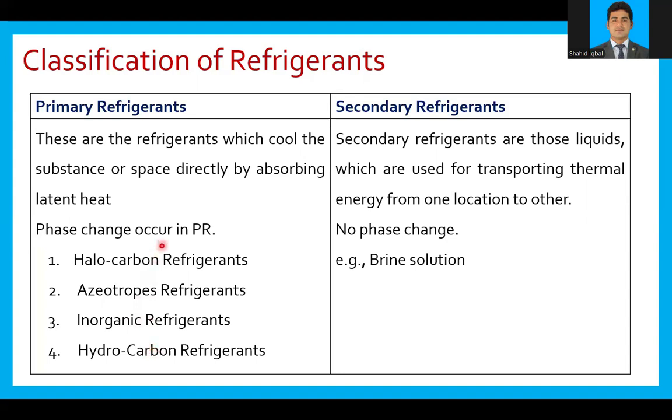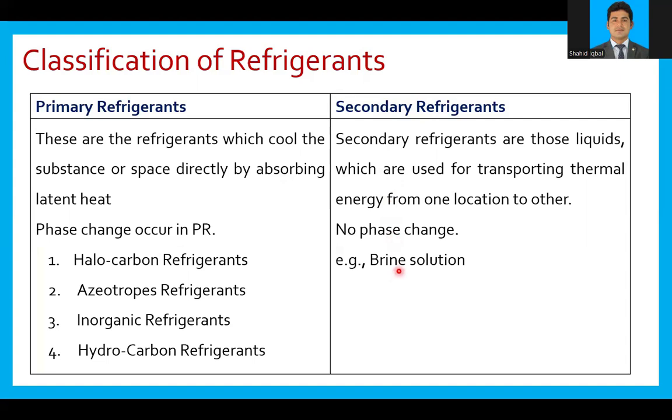So these are the primary refrigerants that are used for the cooling process in different refrigeration systems. When we talk about the secondary refrigerants, these are the liquids which are transporting thermal energy from one location to another location. There is no phase change.